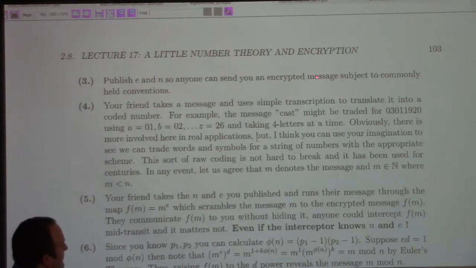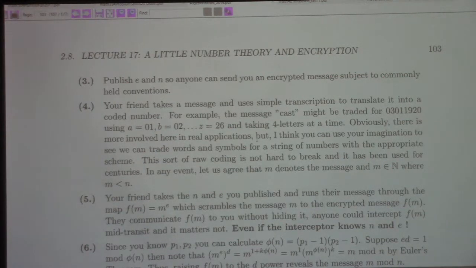And then anyone can send you an encrypted message, subject to the commonly held conventions, which I will describe now. And this is a lie. The actual RSA encryption has some other things built into it than just this. This is the naive toy model of it, of course. How you do it is your friend takes a message and uses simple transcription to translate it into a coded number. For example, you might take the word cast and transcribe that to 03011920.